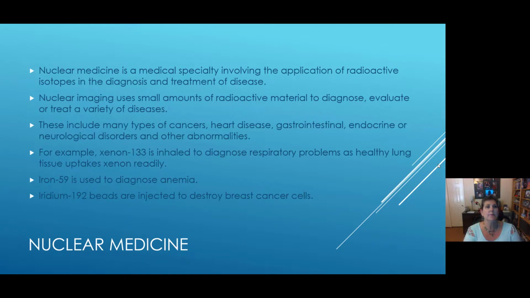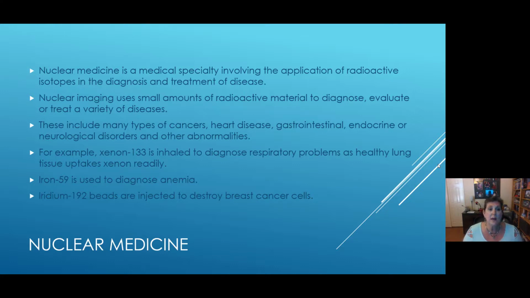Now, nuclear medicine. So nuclear medicine is a medical specialty involving the application of radioactive isotopes in the diagnosis and treatment of disease. So sometimes we use ionizing radiation to diagnose something, like a thyroid scan, or sometimes we use it to treat a disease, like chemotherapy. So nuclear imaging uses very small amounts of radioactive material to diagnose, evaluate, or treat a variety of diseases. So these do include many types of cancers. Sometimes we can treat and diagnose heart disease, gastrointestinal problems, endocrine or neurological disorders, and other abnormalities.